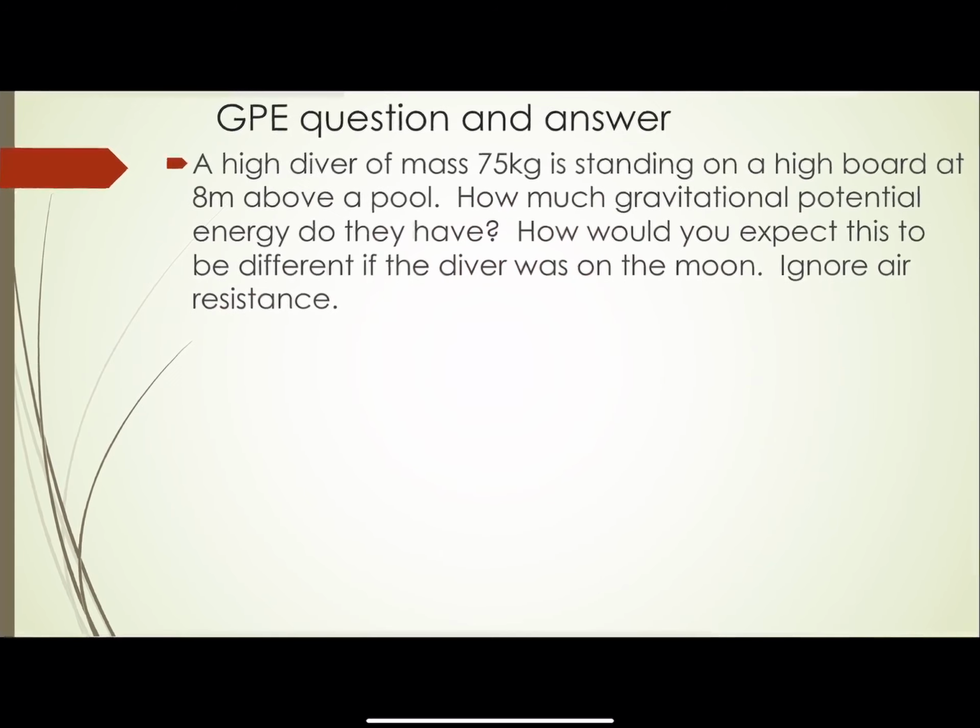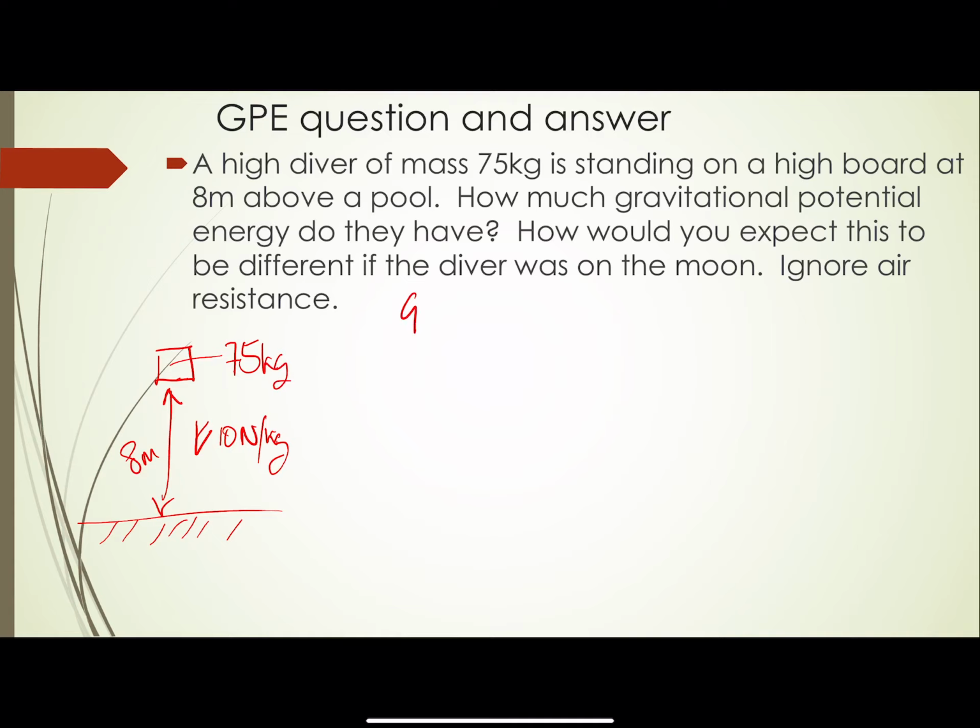Let's have a look at a drawing of what's going on first of all. So there's my diver. They are 8 meters above a pool. They're being pulled down by gravity, which is 10 newtons per kilogram, and they have a mass of 75 kilograms. So here's the equation. GPE equals mass times gravity times height, and I'm going to write the terms directly underneath. So we get 75 times 10 times 8, and we'll get an answer of 6,000 joules.